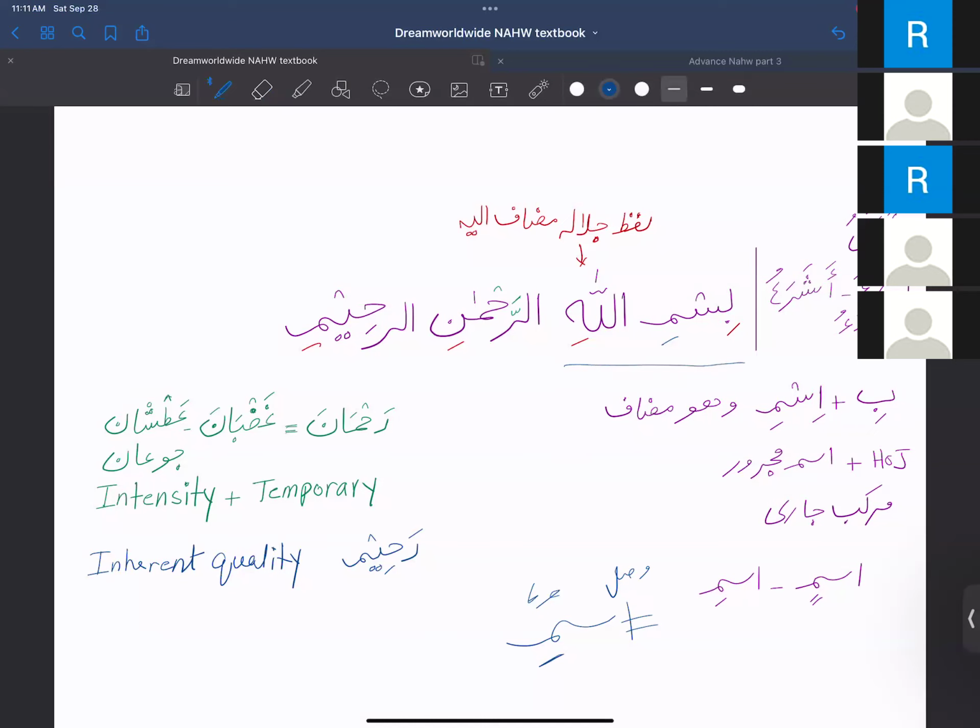Right? So we see jar majroor fragment and idafa fragment going side by side. And we can translate it as in the name of Allah, or by the name of Allah, or with the name of Allah. All these translations you're going to find. Now comes the next word.